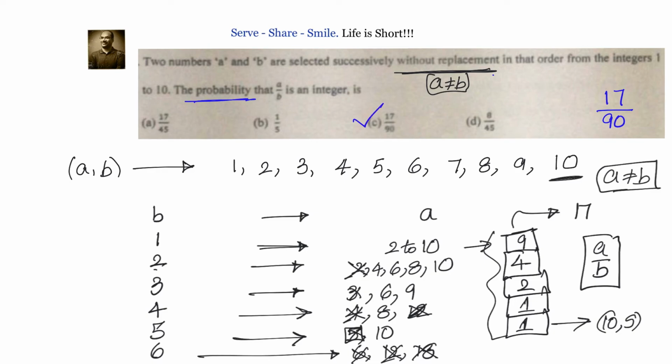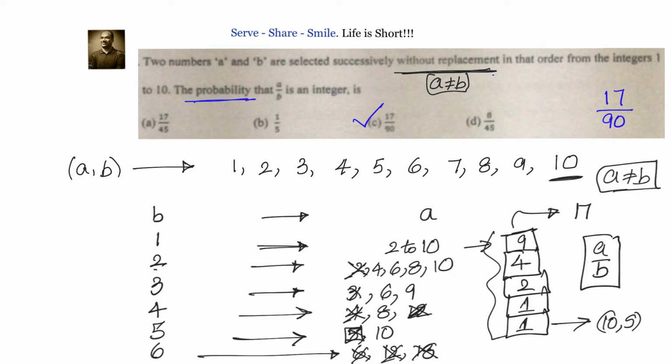Let's have a recap of this problem. Two numbers A and B are selected successively without replacement in that order from the integers 1 to 10. The probability that A by B is an integer is asked. So these are all the keywords which are giving you hints here. Without replacement, A cannot be equals to B. In that order, order is very important. So we are talking about permutations here.